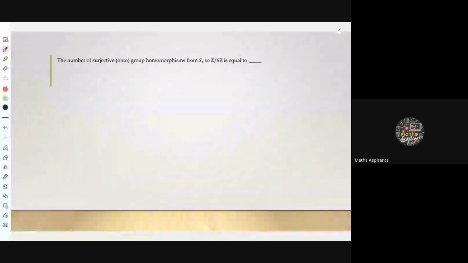question. I don't think I'll be able to complete all the questions today. Anyways, the number of surjective, onto, group homomorphisms from S4 to Z mod 6Z is equal to. This is again a numerical answer question from GATE. So let's try to do this. Let f from S4 to Z mod 6Z be a surjective group homomorphism.